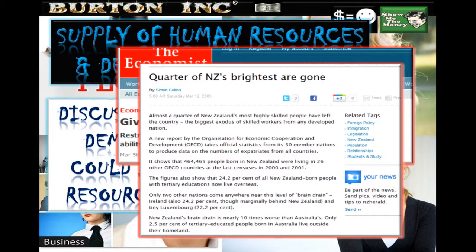New Zealand is unfortunately famous for training up people and then sending them overseas. So 25% of our most highly skilled people leave the country. Most of them go to Australia, but we can see that they're leaving to all over the OECD. 1/4 of New Zealand born people with tertiary educations now live overseas. Now, obviously, all things being equal, this is going to make it more difficult for New Zealand firms to get those skilled workers that they require.